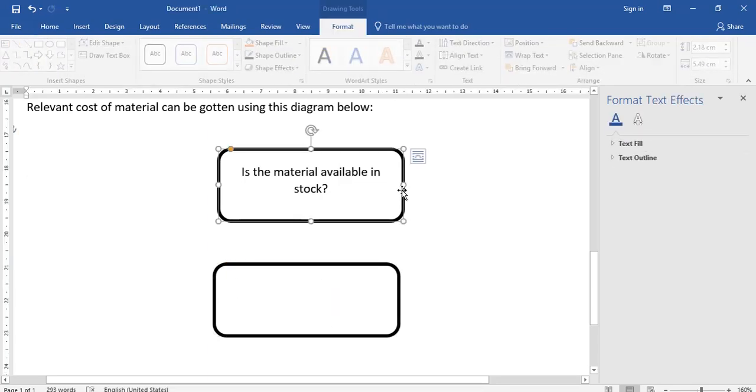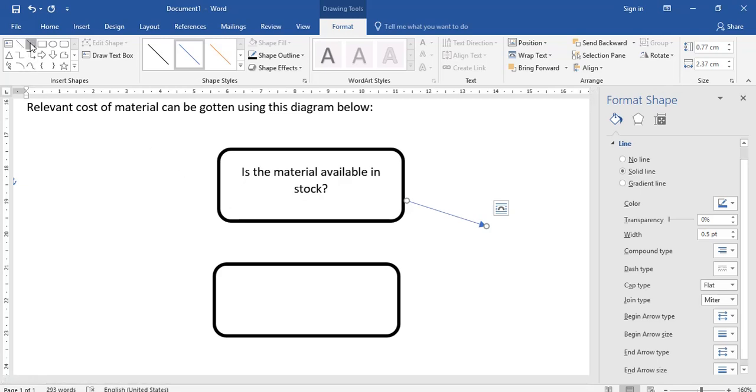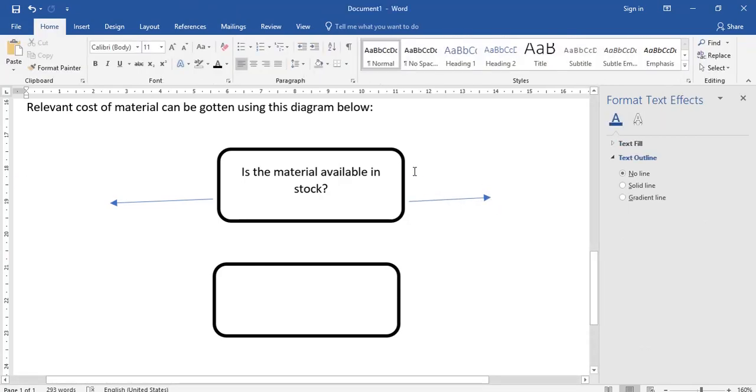Then we can either say yes or we can say no. We can say yes, we can say no. Either we answer yes or we answer no. So what if we have answered yes? Let's add text here.